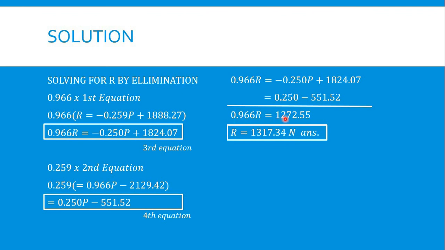By adding the third and fourth equations, we can get 0.966R, which is equal to 1276.55. By dividing both sides by 0.966, we get R, which is equal to 1317.34 Newton as the final answer for R.